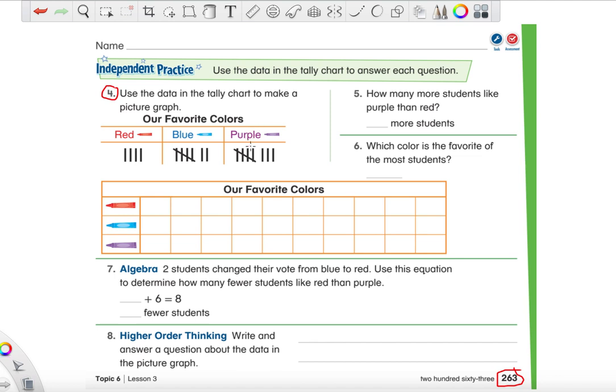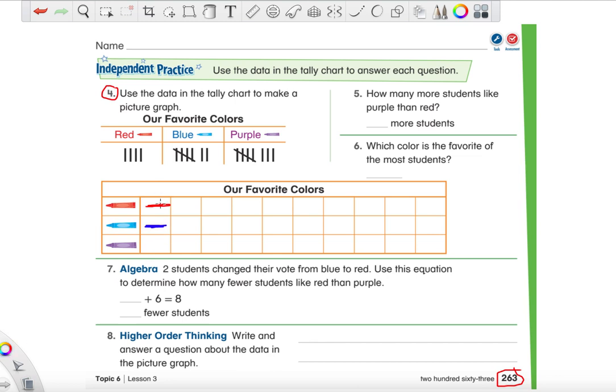So go ahead and get those crayons out, and when you're drawing these pictures, don't go too crazy, guys. Like for red, just make a little red line, just like that. That's all you gotta do. For blue, again, just make a little blue line. Doesn't have to be anything special. And then same thing for purple.